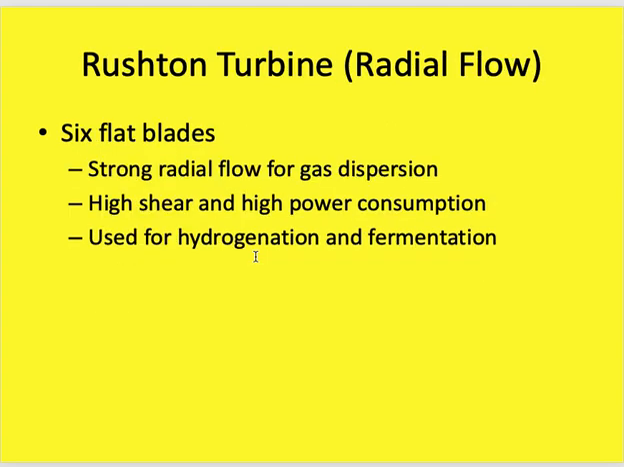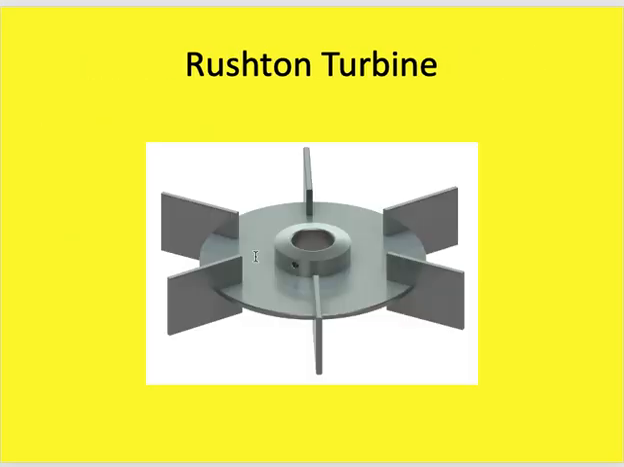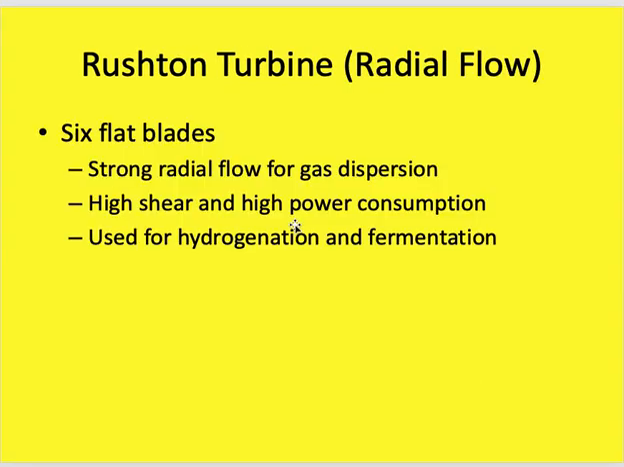Here is the first type of agitator, which is the Rushton turbine. This is the radial flow. The Rushton turbine shape is like this. This is the Rushton turbine, an agitator used in certain cases.